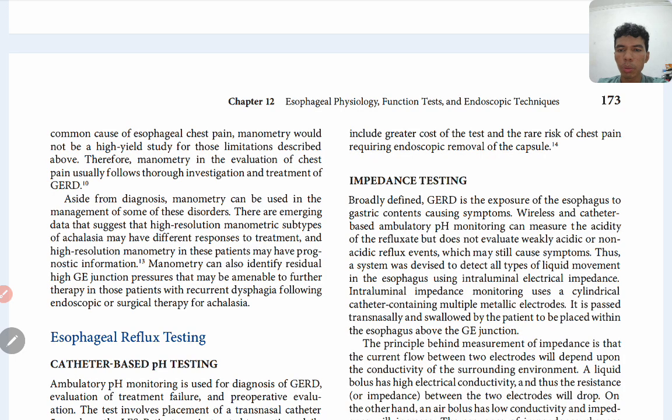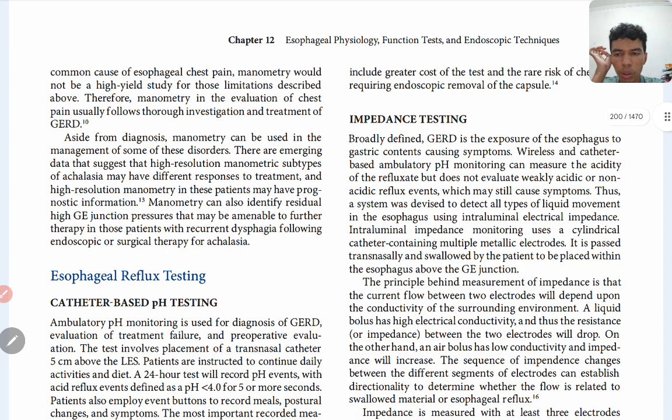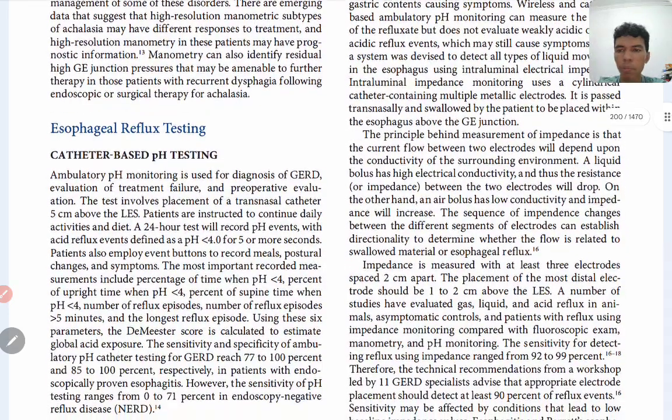Aside from diagnosis, manometry can be used in the management of some of these disorders. There are emerging data that suggest that high-resolution manometric subtypes of achalasia may have different responses to treatment, and high-resolution manometry in these patients may have prognostic information. Manometry can also identify residual high GE junction pressure that may be amenable to further therapy in those patients with recurrent dysphagia following endoscopic or surgical therapy for achalasia.